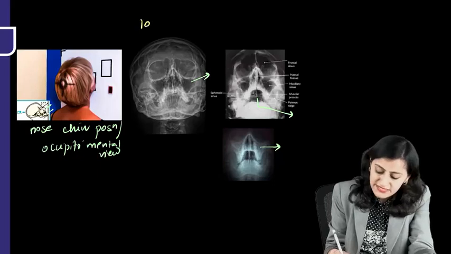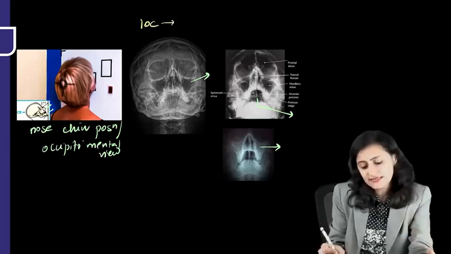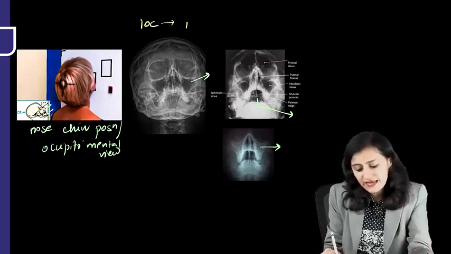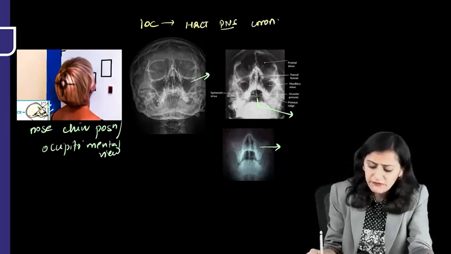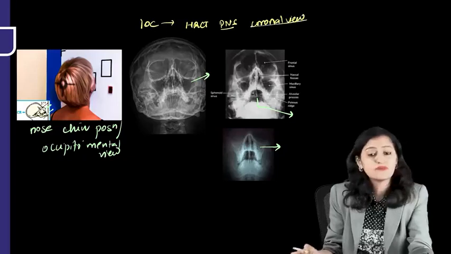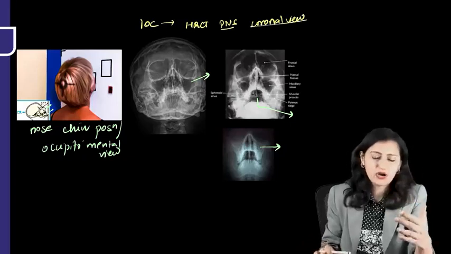But what is the investigation of choice for paranasal sinuses? More sensitive than X-ray, of course, is the HRCT paranasal sinuses, where a lot of anatomy is seen well in the coronal section, right? In the coronal section.